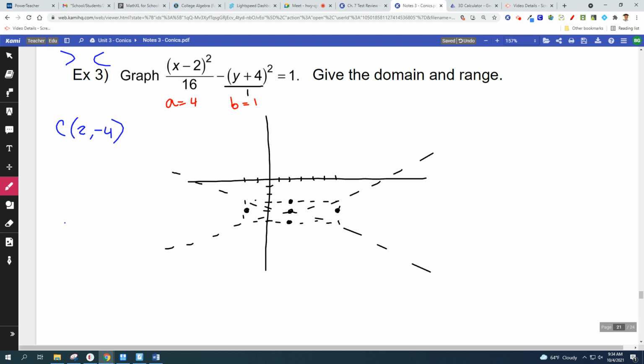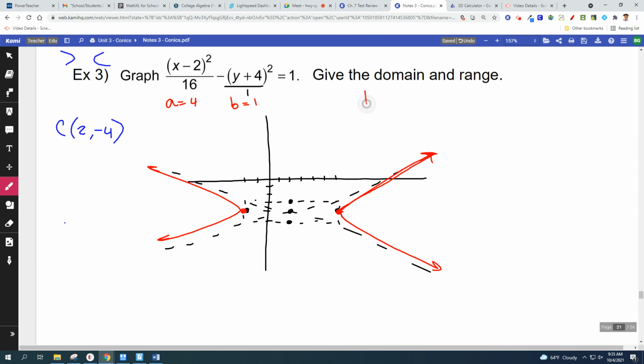Okay. And then it's oriented in the X direction, so let's go ahead and knock it out. I don't think drawing it is the hardest part. I think finding the focus points is the hardest part. Whoa. Try to make it a curve. There's the graph. Should be able to give the domain and the range.